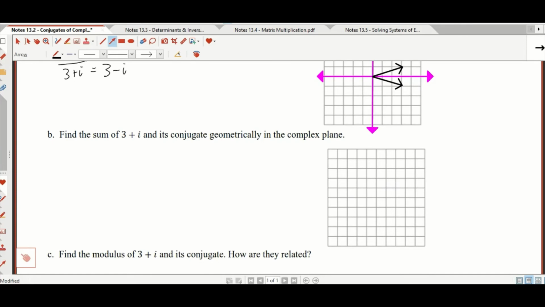Find the sum of 3 plus i and its conjugate geometrically on the complex plane. So that is 3 plus i plus 3 minus i. And we're going to do that geometrically.